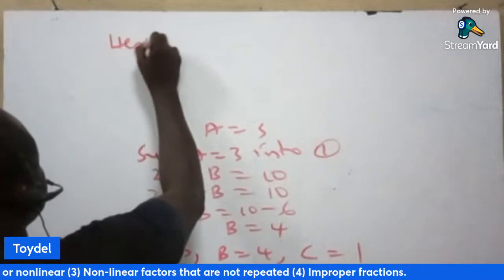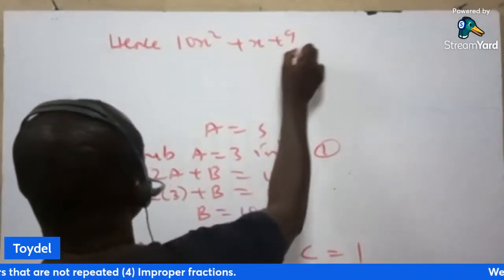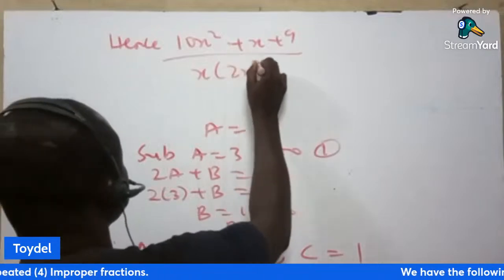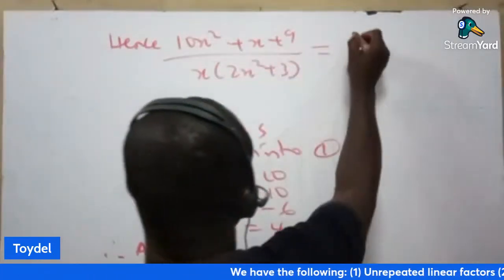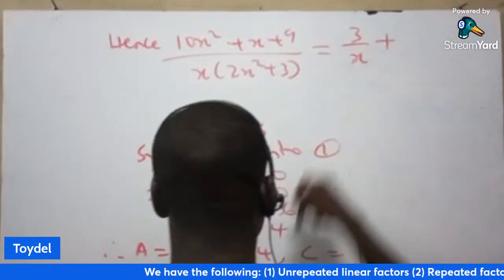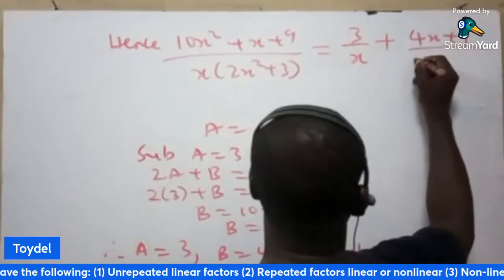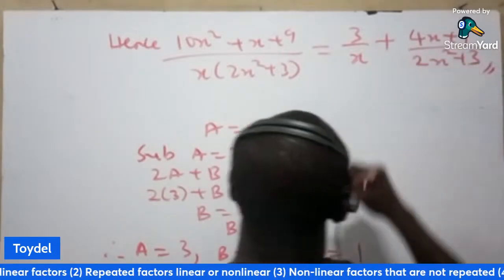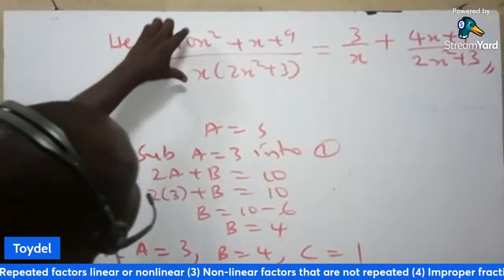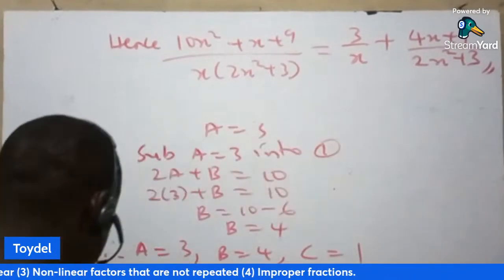We now say, hence, 10x squared plus x plus 9 all over x into 2x squared plus 3 will now be equal to, what is a? A is 3. 3 all over x plus b is 4, that is 4x plus 1 all over 2x squared plus 3. And that is what we are going to have. So we have been able to resolve this compound fraction into its partial fractions.